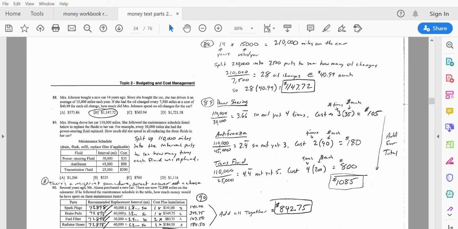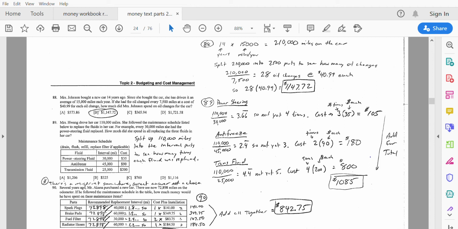The transmission fluid happens every 25,000 miles. So 110,000 divided by 25,000 comes out to be 4.4 times. Again, it has not been 5 times yet, so she has replaced it 4 times. It costs $200 each time. That's $800.